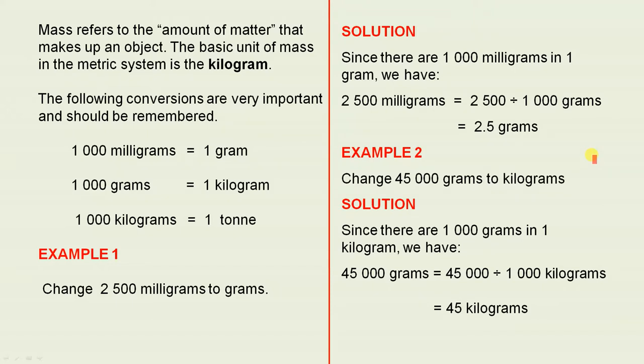Example 2. Change 45,000 grams to kilograms. Solution: since there are 1000 grams in 1 kilogram, we have 45,000 grams equals 45,000 divided by 1,000, and that gives us the answer in kilograms. So the answer is 45 kilograms.